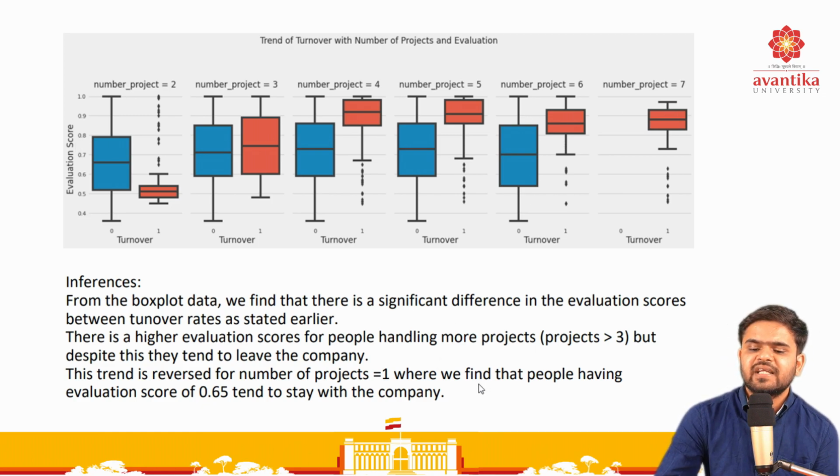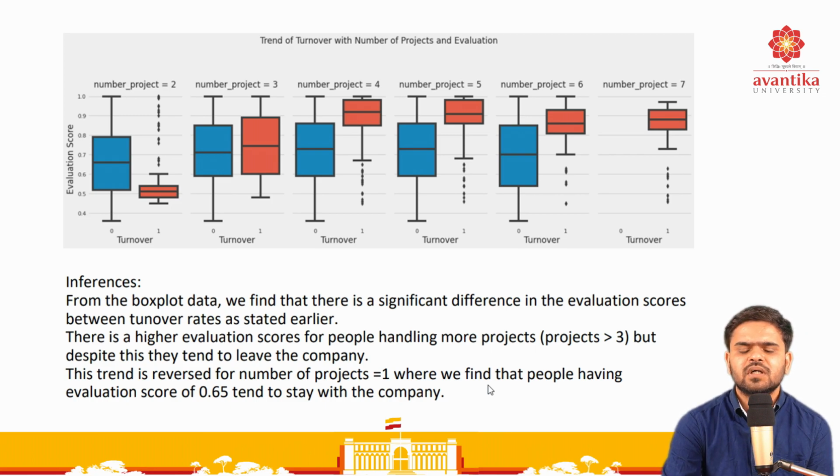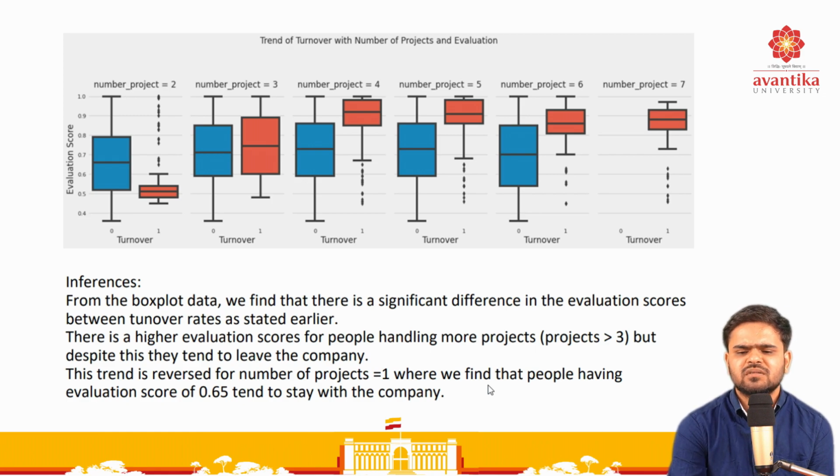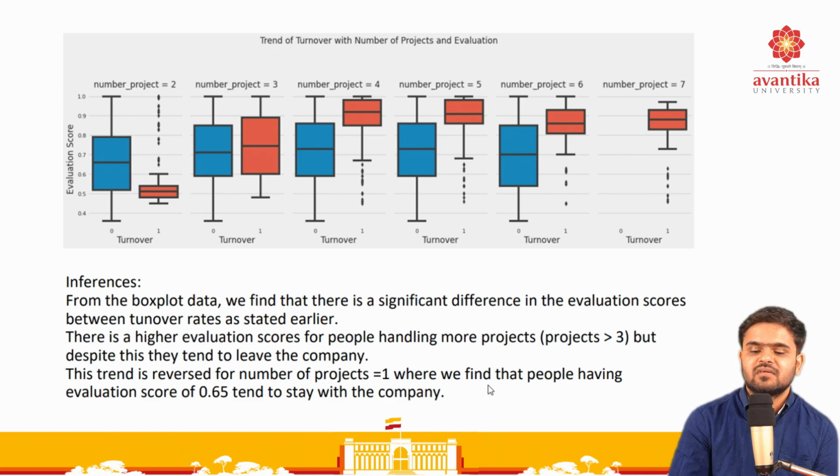Here we find that people having an evaluation score of 0.65 tend to stay within the company. So here are the factors that might focus more on the productivity of the employees, like how productive he or she has been throughout the years, and at what capacity they might have served the particular organization, and many HR terms which come across in this particular scenario, and that is to be considered in a while as well.